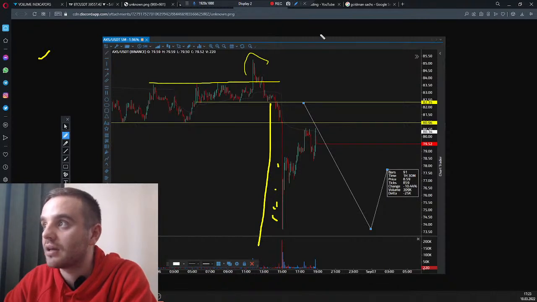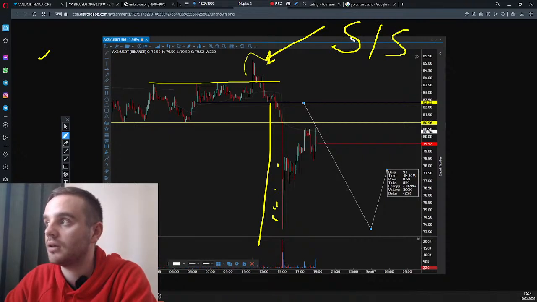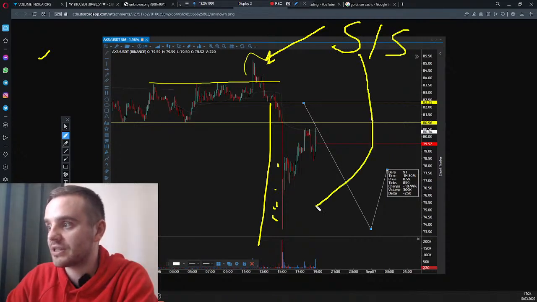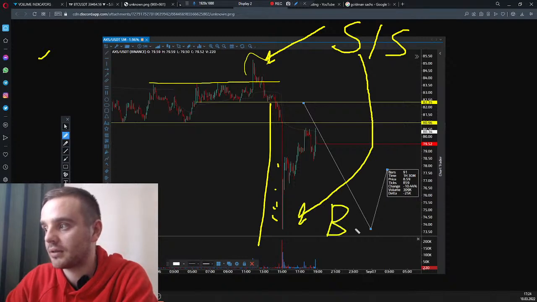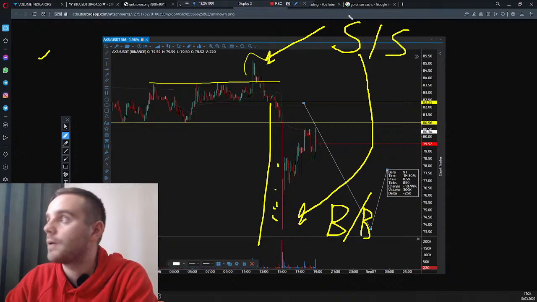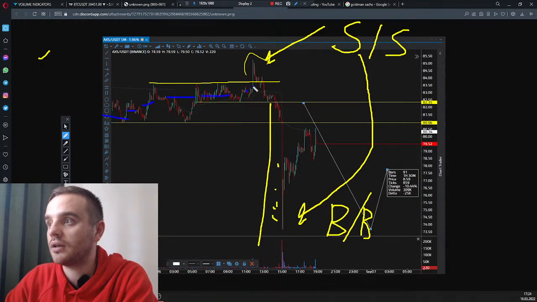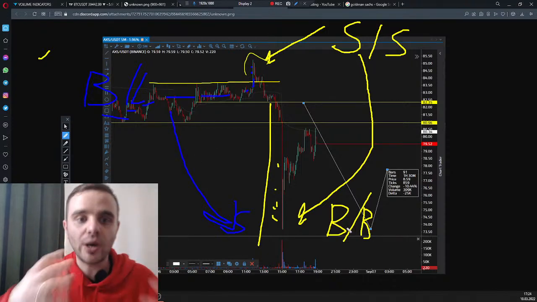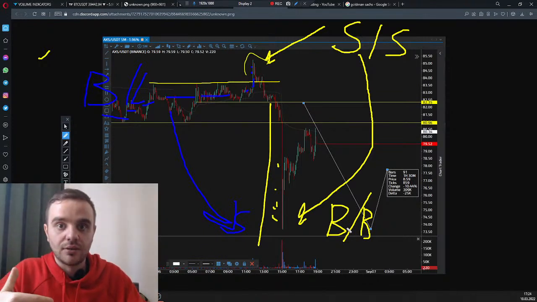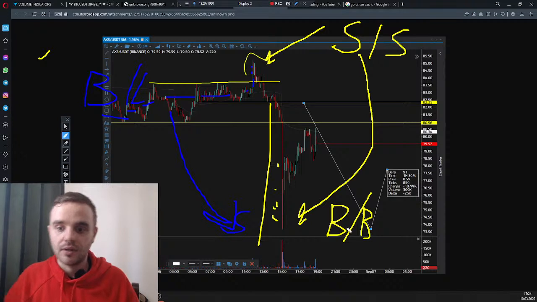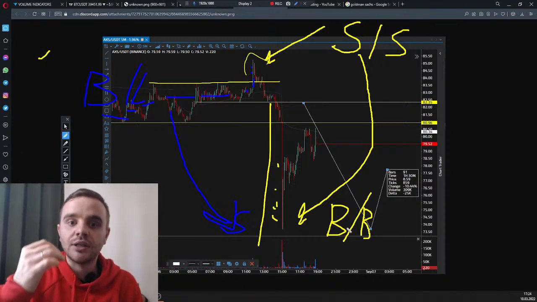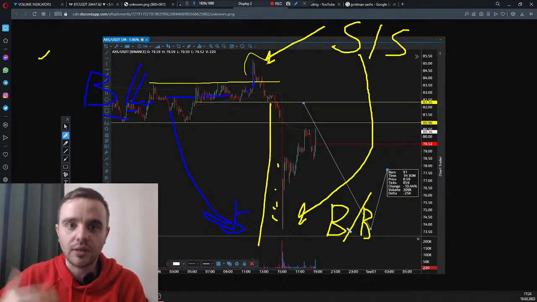And people that built a short sell position here, to close their short sell, they should buy back. And people that bought here, to close their long, to close their position, they should sell. And that's how whales use retail traders to build a position and after that sell. That's why volume is a good confirmation for you as a trader.